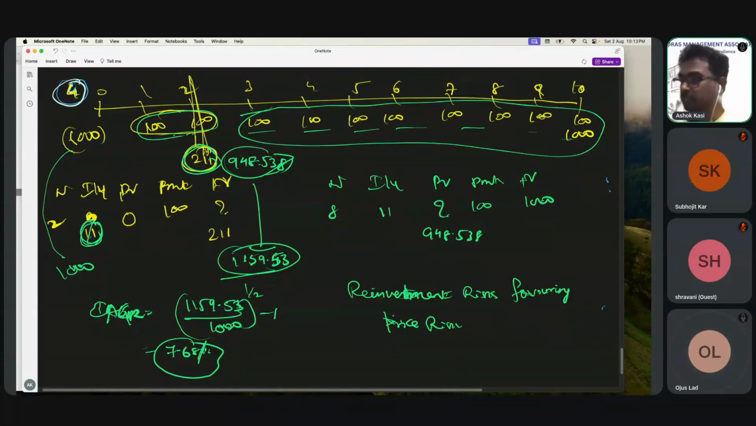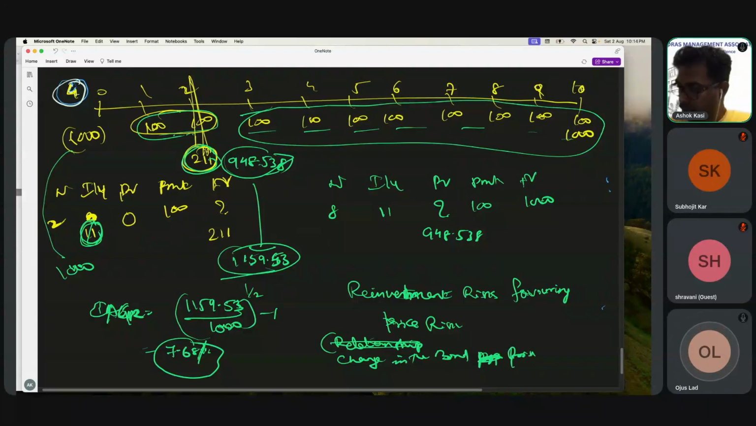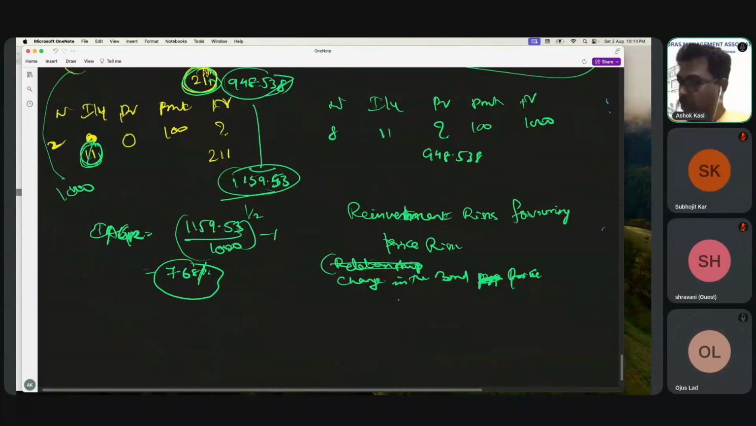But then what is price risk? Price risk means the relationship between interest rates and bond price, or the change in the bond price because of interest rates. Since the interest rate is going up, the bond price will come down, so it will be negative. A person who wants to hold it for a lesser time would favor low interest in the market.